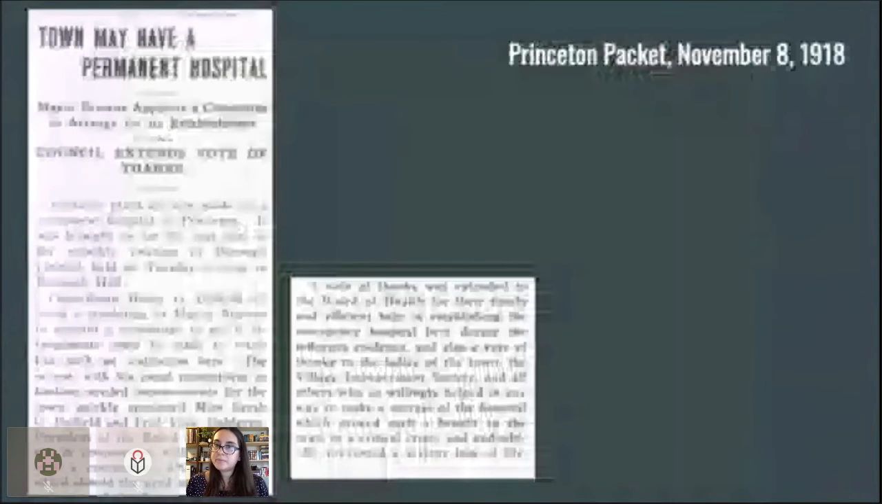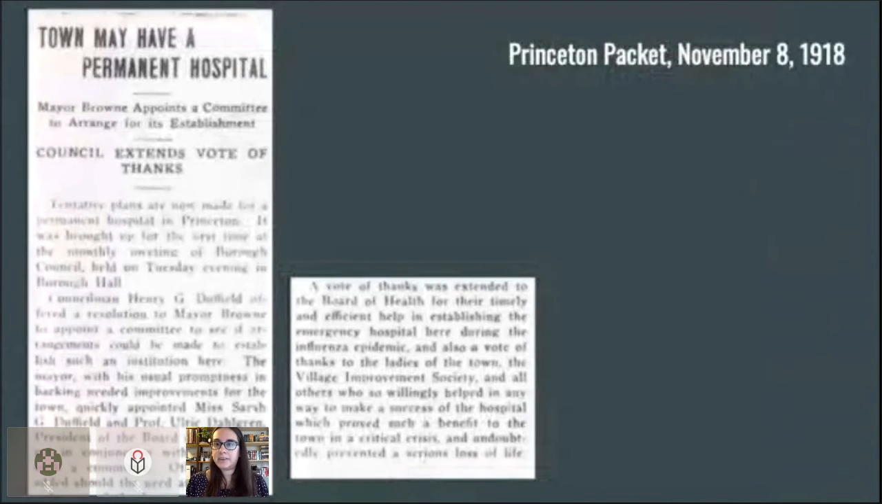So the course of this brought to light that Princeton kind of did need a permanent hospital, and this newspaper from the Princeton Packet in November 8th, 1918 points that out as well.